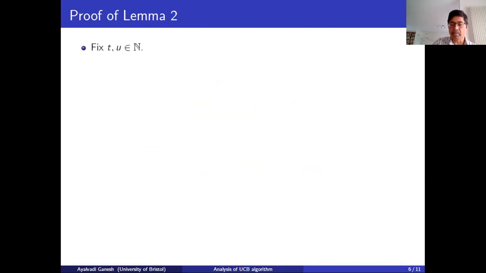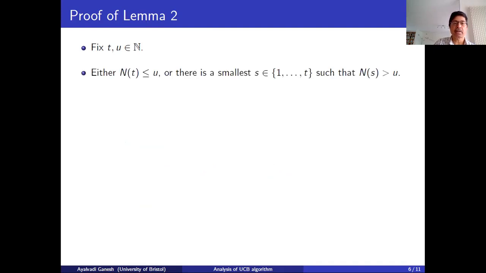Okay, and here's the formal proof. So let's fix some natural numbers, t and u. And now there are only two possibilities. So there's no randomness here, right? We are given the sequence it, which is deterministic. We can calculate the sequence nt, which is deterministic. And either n at this particular value of t is smaller or equal to u, or it's bigger than u.